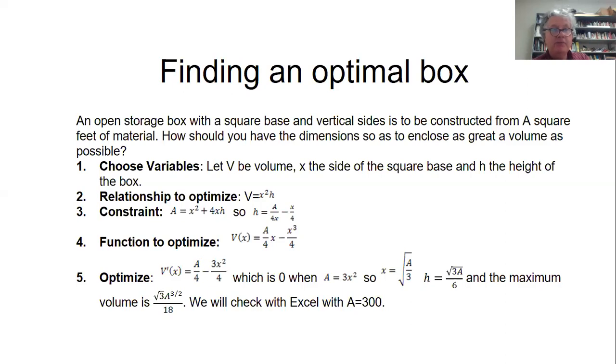Okay, so we optimize by taking the derivative, and we set that equal to 0. That's going to be 0 when 3x squared equals A. So we can solve for x. It's the square root of A divided by 3. And we plug that back into the constraint equation. We'll get that the height has to be square root of 3A divided by 6. And that gives us the volume. Okay, so let's check that again with the Excel file.